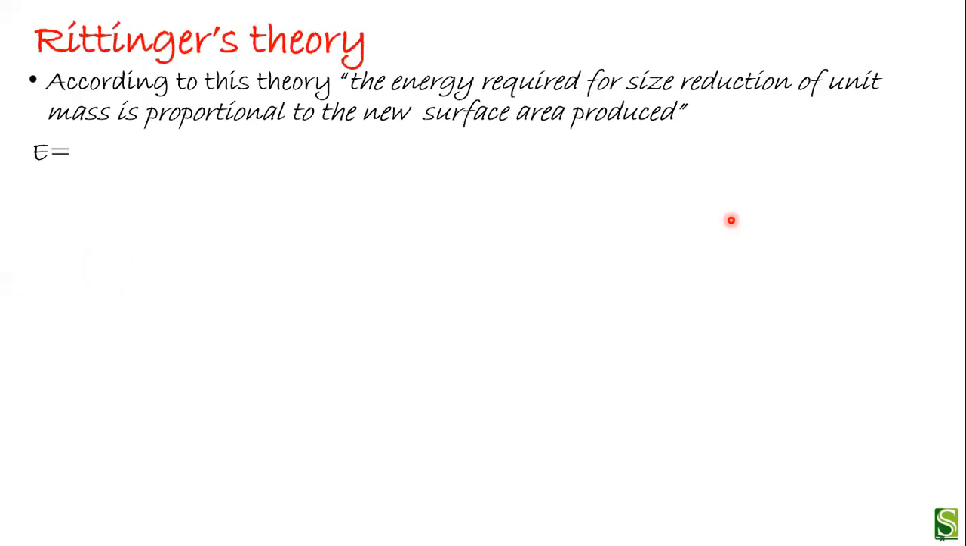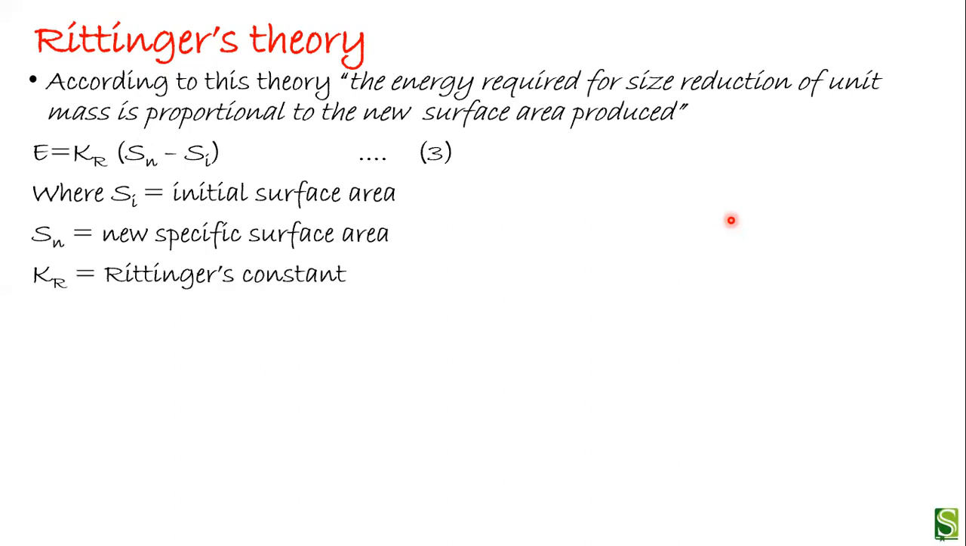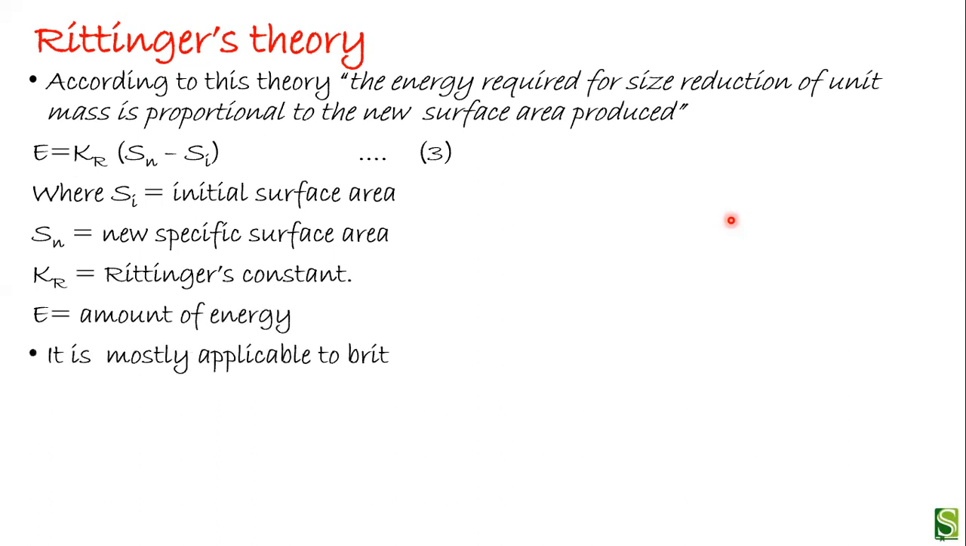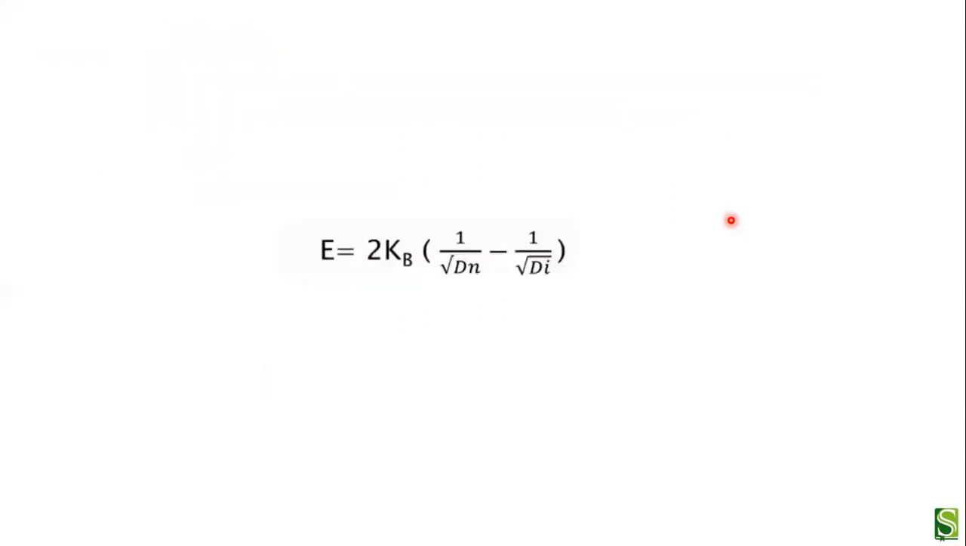Now, what is Rittinger's theory? According to this theory, the energy required for size reduction of unit mass is proportional to the new surface area produced. This is the equation for the same, where Si is initial surface area, Sn is new specific surface area, Kr is Rittinger's constant, E is amount of energy. It is mostly applicable to brittle materials undergoing fine milling. This theory ignored deformation before a fracture.